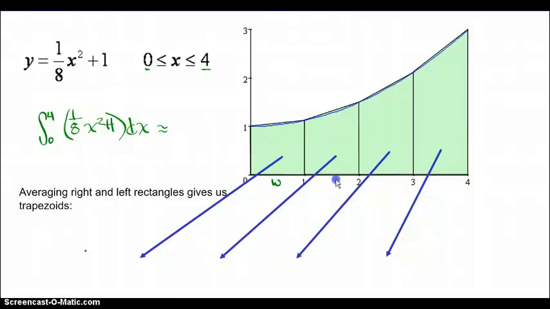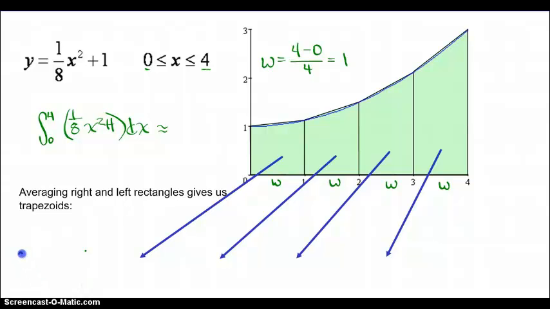Here are our widths. There's width 1, width 2, width 3, and width 4. We can clearly see that our widths are all 1 unit long. But just like we did for Riemann sums, the widths here are found the same. If they're all the same, we take the right endpoint minus the left endpoint, and we divide by the number of trapezoids that we have, and that's going to give us our width.